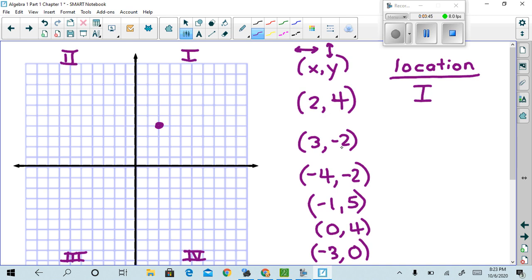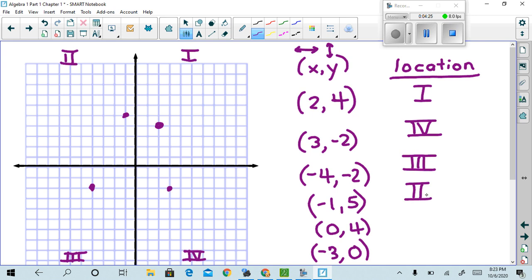The second point I'd like to graph or plot is 3, 1, 2, 3, and down 2. Where is that point located? Quadrant 4. The next point, negative 4, 1, 2, 3, 4, and down 1, 2, is located in quadrant 3. I have now a point at negative 1, over to the left 1 and up 5, 1, 2, 3, 4, 5, and that is located in quadrant 2.